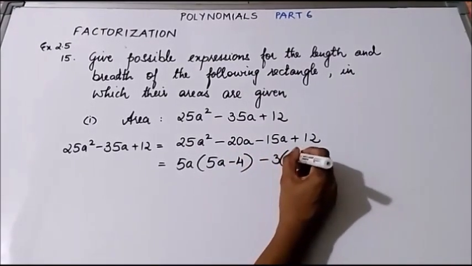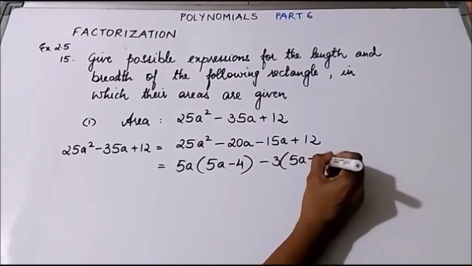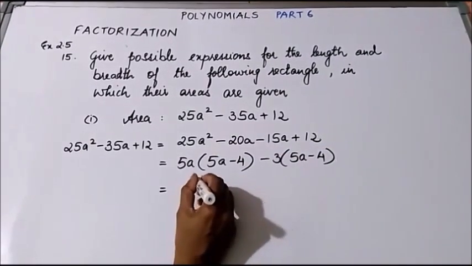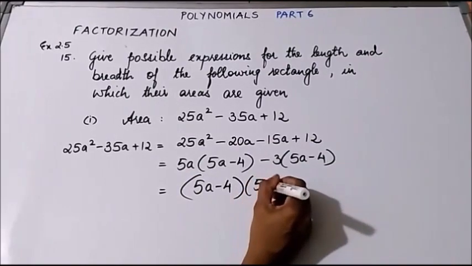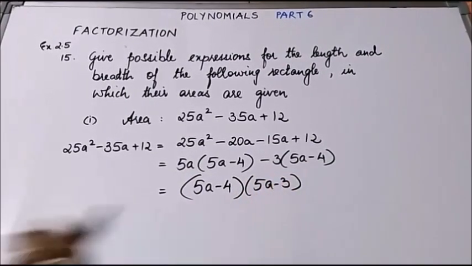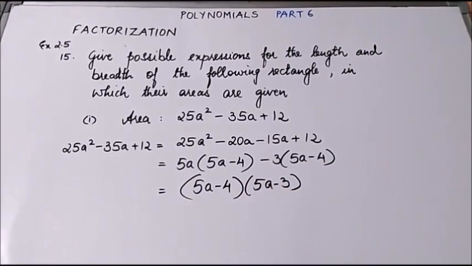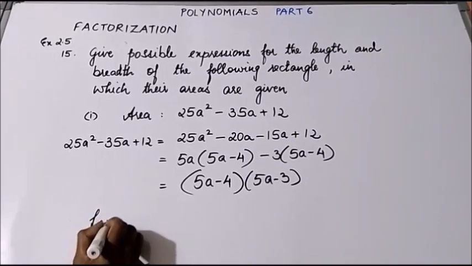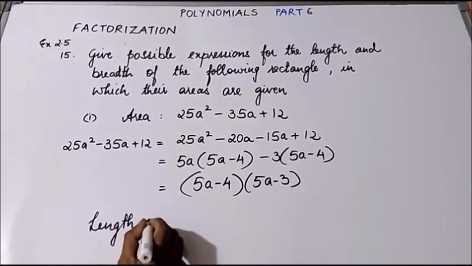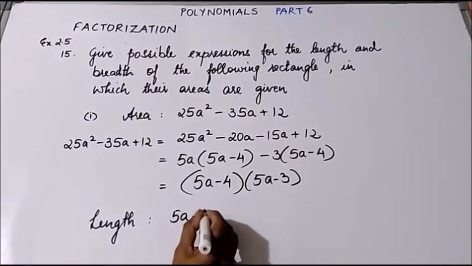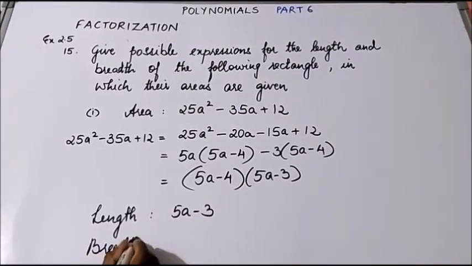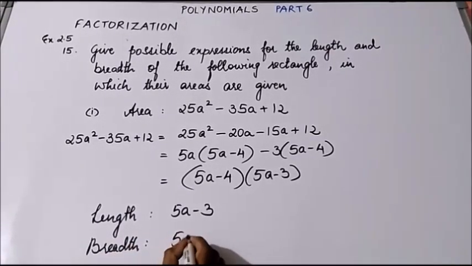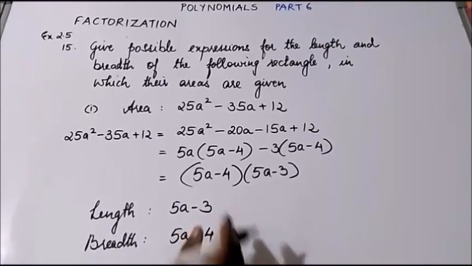Here minus 3 will be taken common. We will get here 5a minus 4. Here you will get 5a minus 4 and 5a minus 3. Out of this, one expression you can take for the length and one expression for the breadth. Here we take length as 5a minus 3 and breadth as 5a minus 4. You can interchange it.